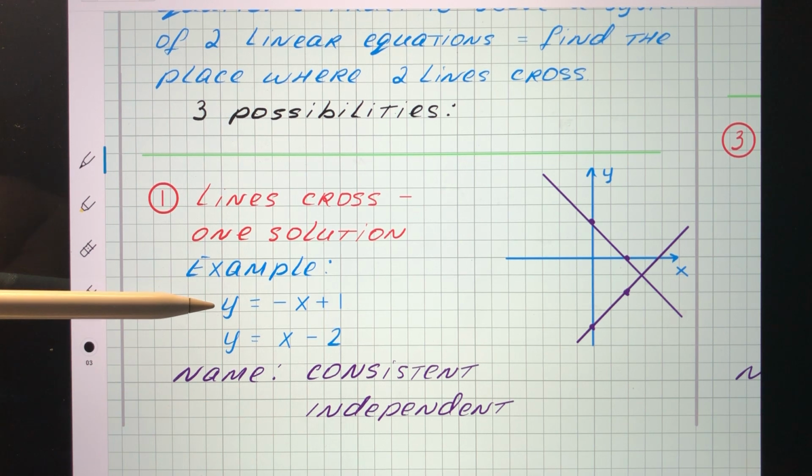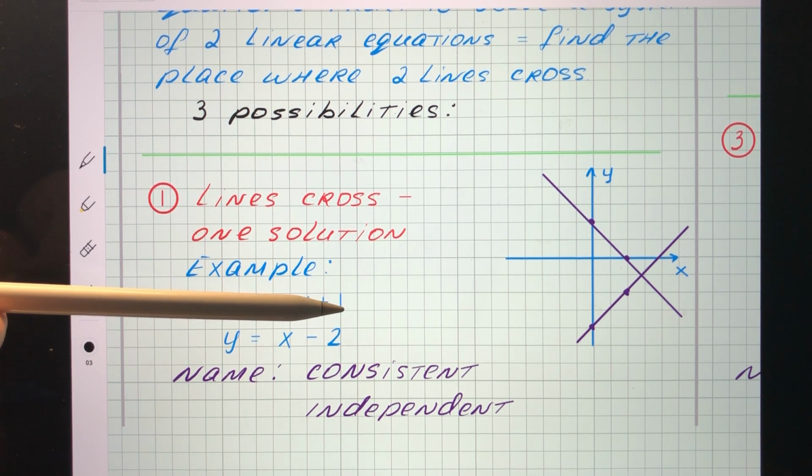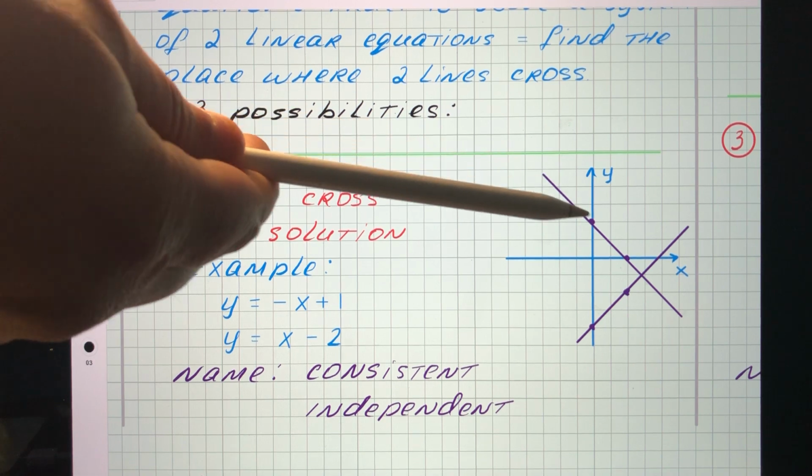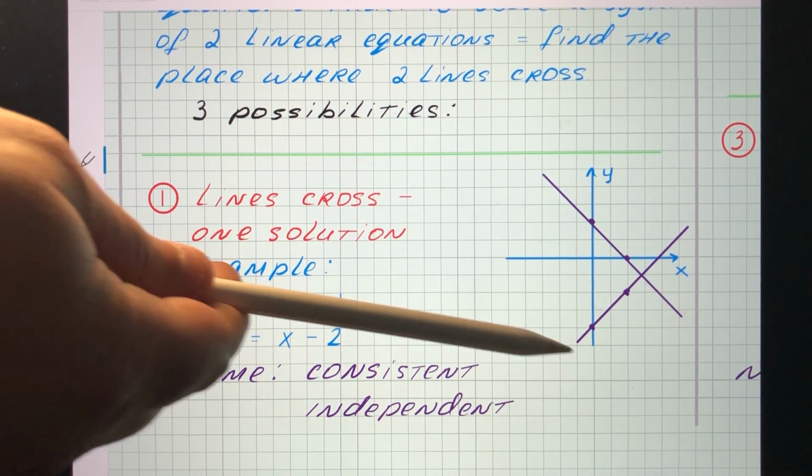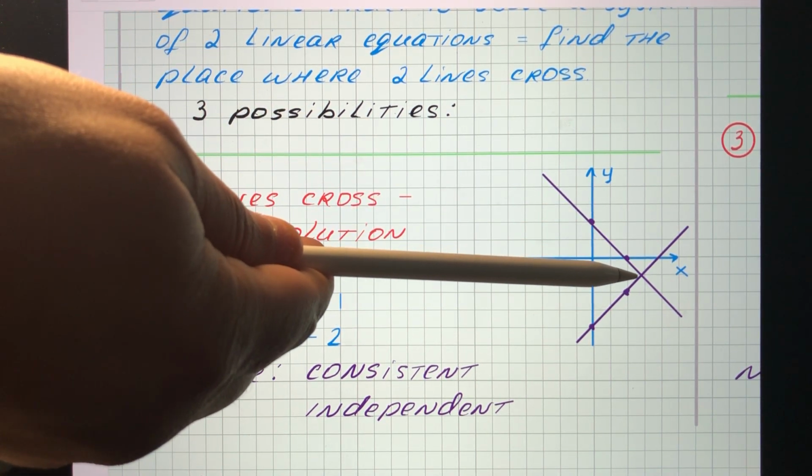An example could be y equals negative x plus 1. Negative x plus 1 is this line, and x minus 2 is this line. And this is the intersection.